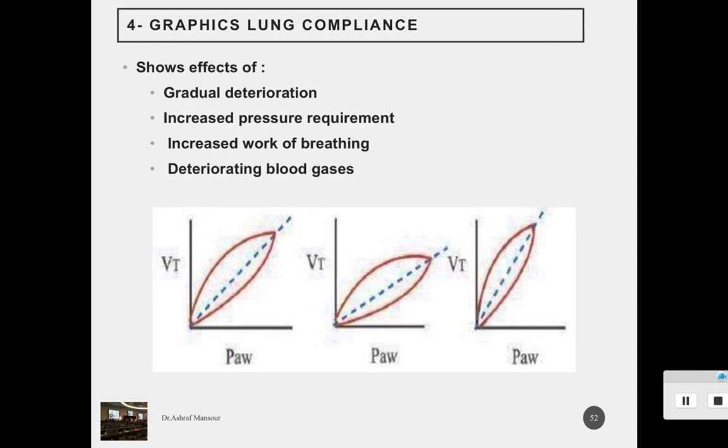So it shows the gradual deterioration, increased pressure requirement if we are shifting to the right, increased work of breathing, deterioration of the blood gas. Normal, decreased compliance, and increased compliance by shifting to the left.